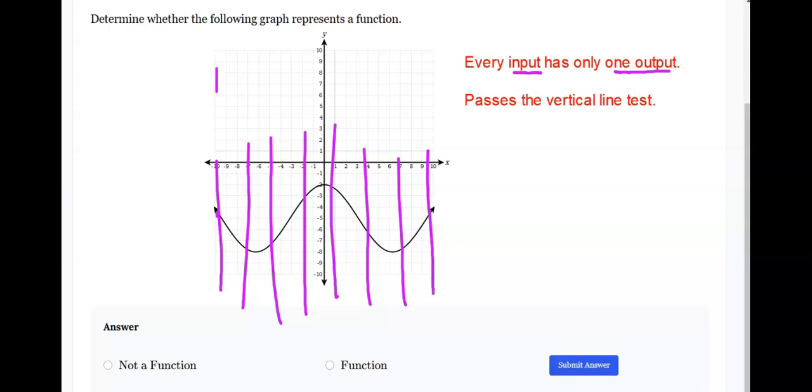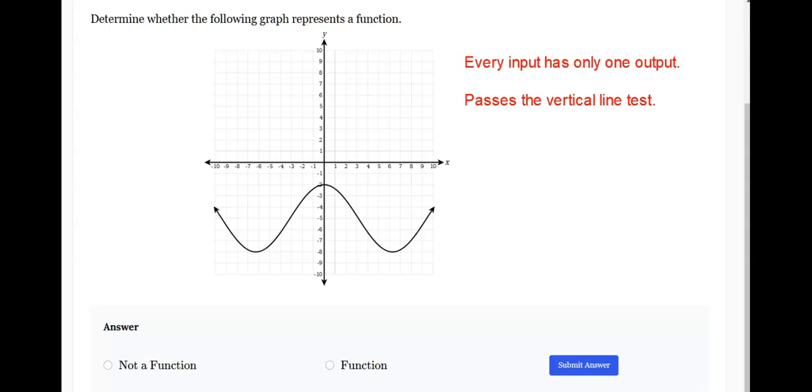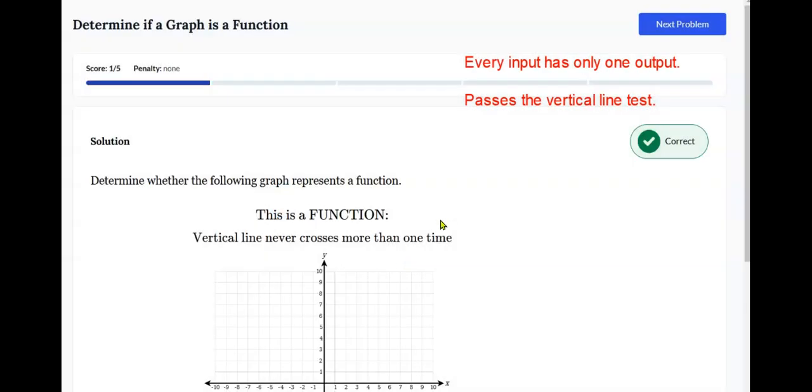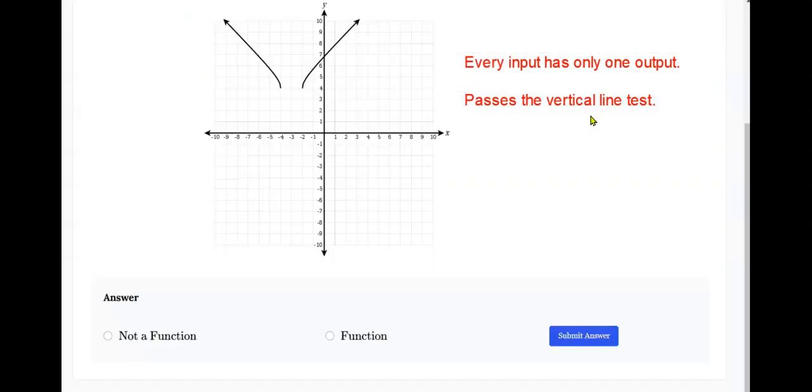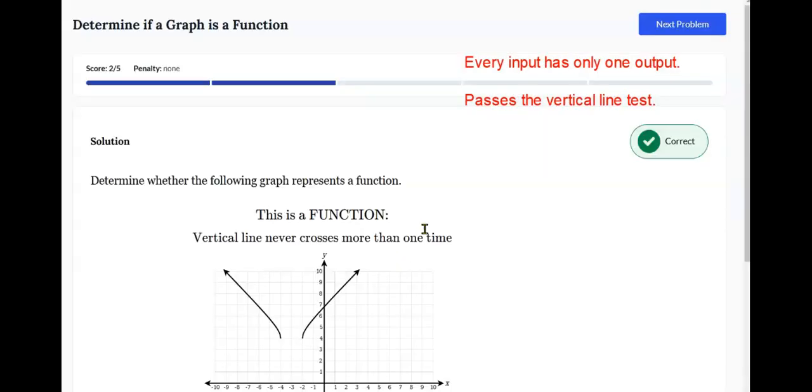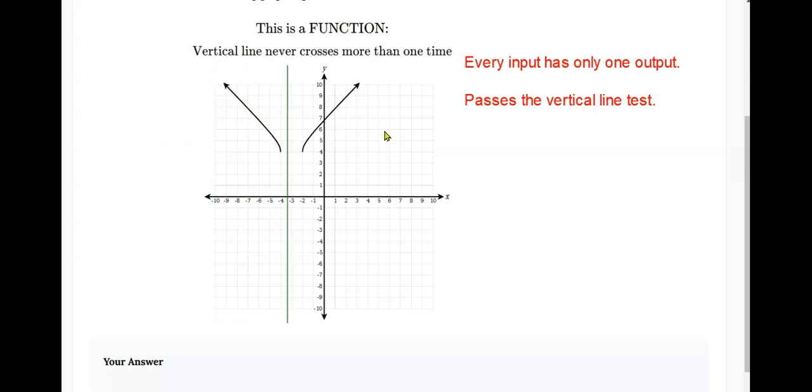You'll notice that I never touch my graph more than one point at a time. So this one is a function. This one here, if I try my vertical line test, I never touch the graph more than one time, so this one is also a function. Now watch this animation as the vertical line scans your graph. You can use your pencil or your finger as well.